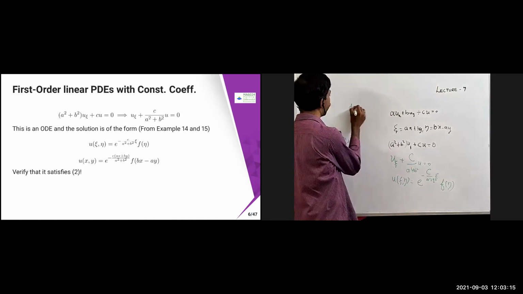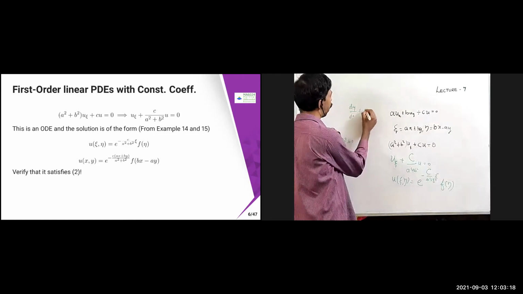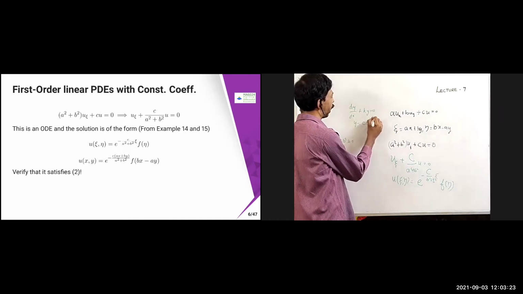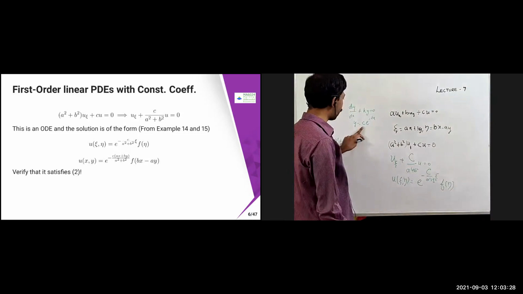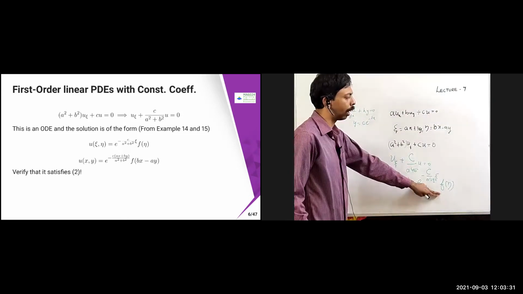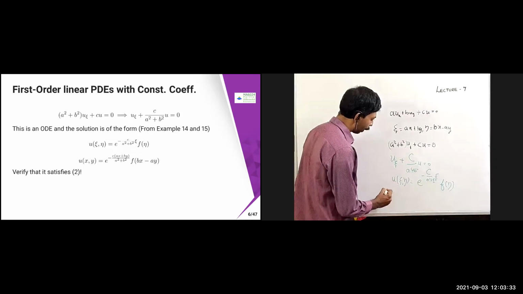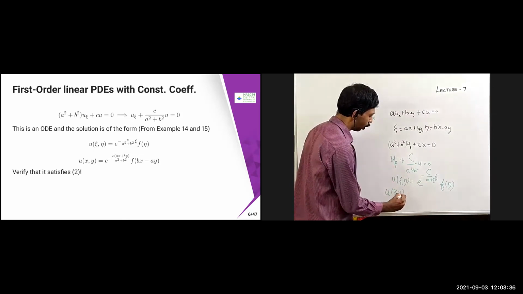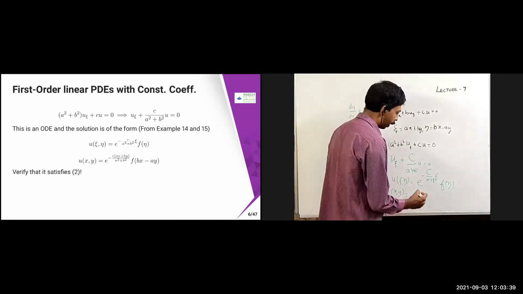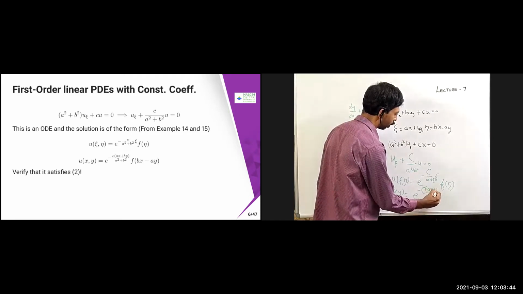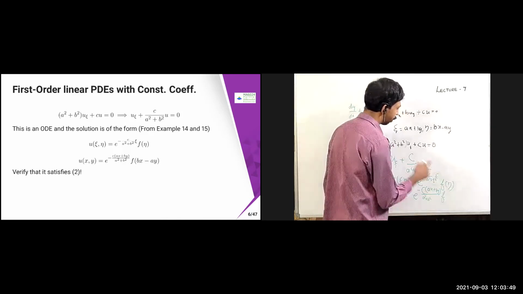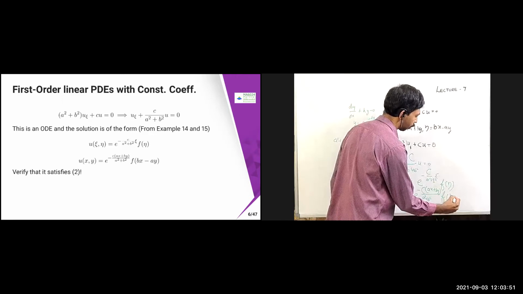If you have a problem like dy by dx plus k y equal to 0, then you will get y equal to some c into e power minus kx as the answer. Same thing here. So in the place of c, I'm just putting f of eta. In terms of u of x comma y, this is going to become e power minus c into chi, which is nothing but ax plus by, divided by a square plus b square, into f of eta, where eta is bx minus ay.